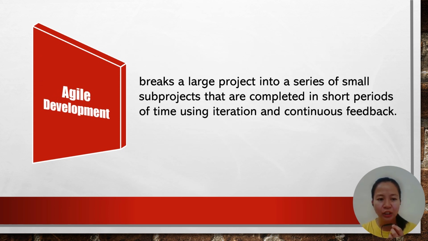Agile development breaks a large project into a series of small sub-projects that are completed in short periods of time using iteration and continuous feedback. Each mini project or sub-project is worked on by a team as if it were a complete project, including planning, requirements, analysis, design, coding, testing, and documentation. Improvement or addition of new functionality takes place within the next iteration as developers clarify requirements.